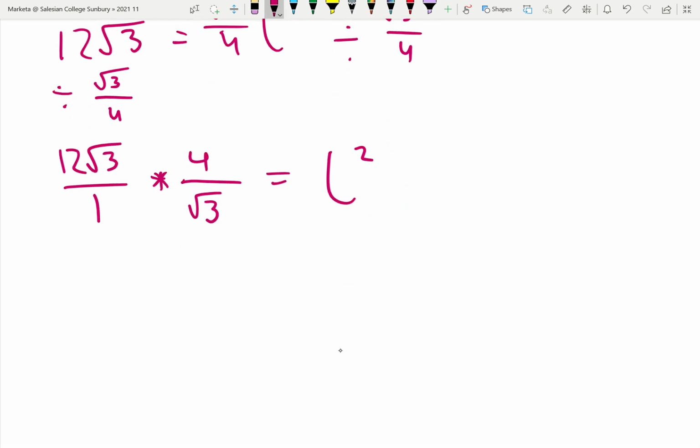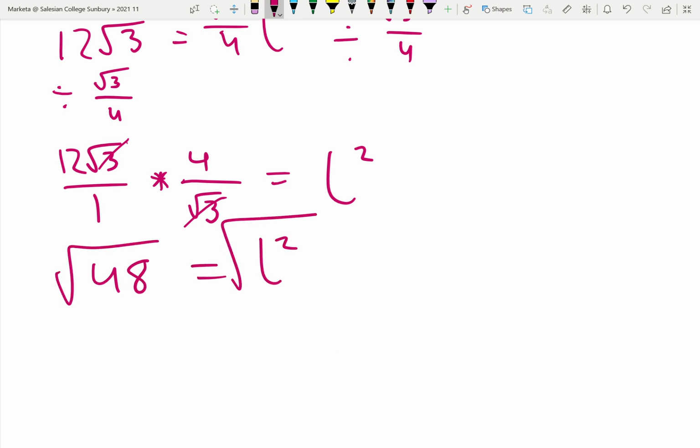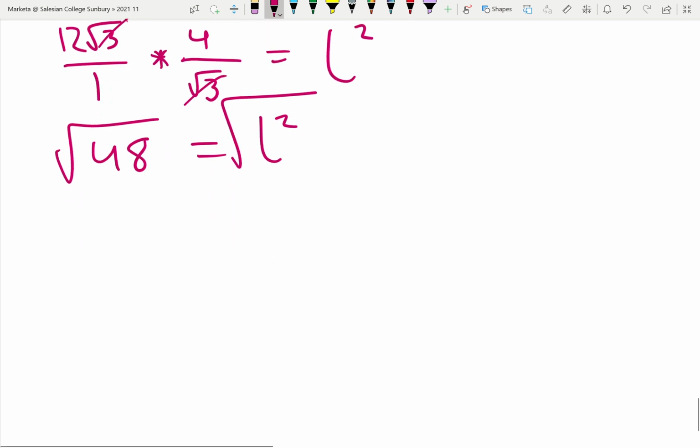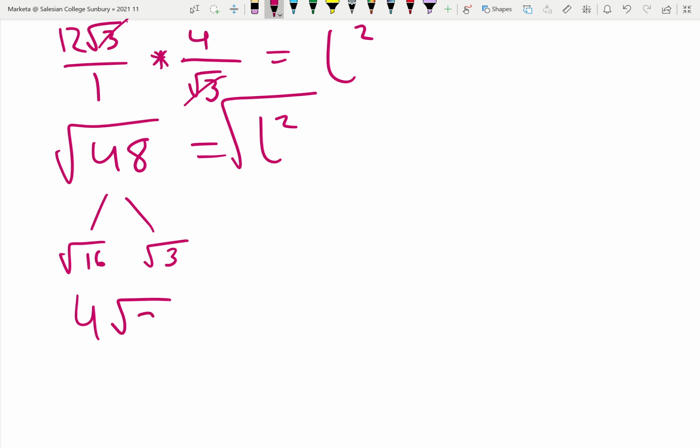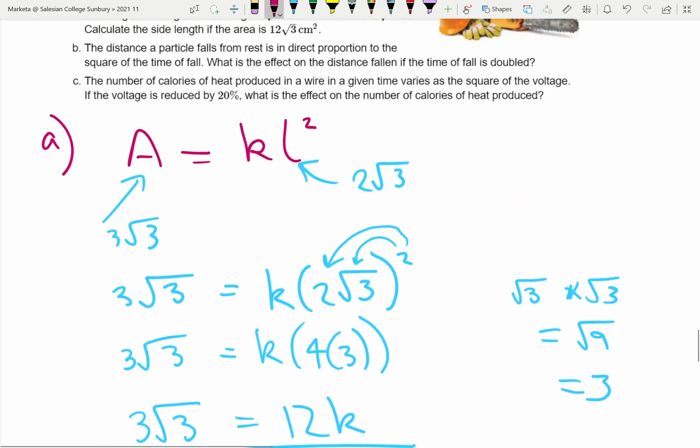So this can cancel, this can cancel. 12 times 4 is 48. 48 divided by 1 is 48. So L squared is 48. And again, we're looking at a physical length, so it's not going to be negative. So that means, well, I'm going to simplify this. So what will we get there? We'll get 4√3 equals L, and well, yes, that would be it. There's our answer there, and it is in centimeters, I believe.